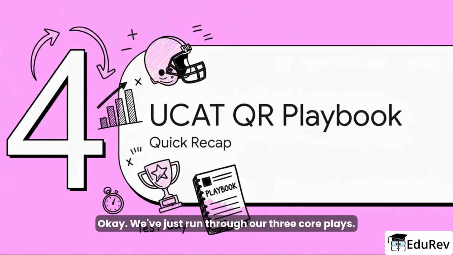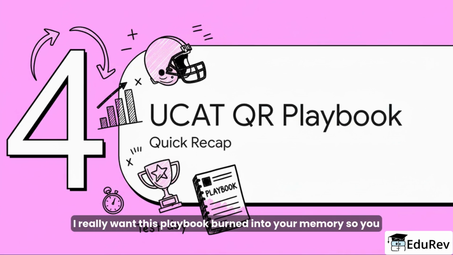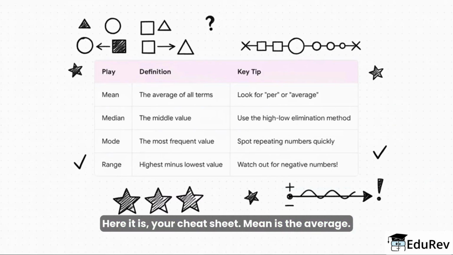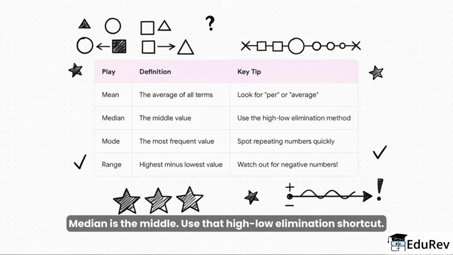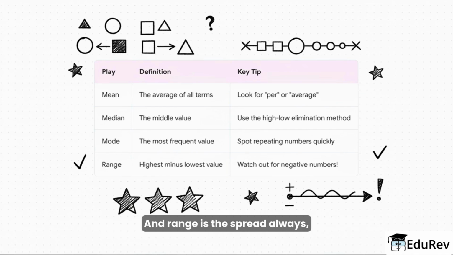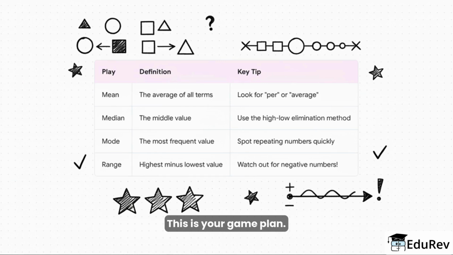Okay, we've just run through our 3 core plays. Let's huddle up for a quick recap. I really want this playbook burned into your memory so you can execute it flawlessly when it really counts. Here it is, your cheat sheet. Mean is the average. Look for those keywords. Median is the middle. Use that high-low elimination shortcut. Mode is the most frequent. Just spot the repeats quickly. And range is the spread, always, and I mean always, watch out for those negative numbers. This is your game plan. Know it, practice it, and you will be ready.